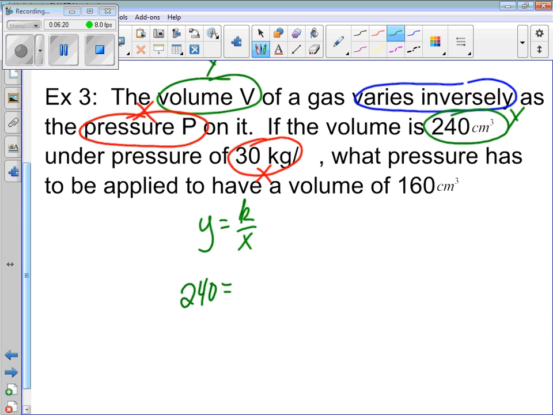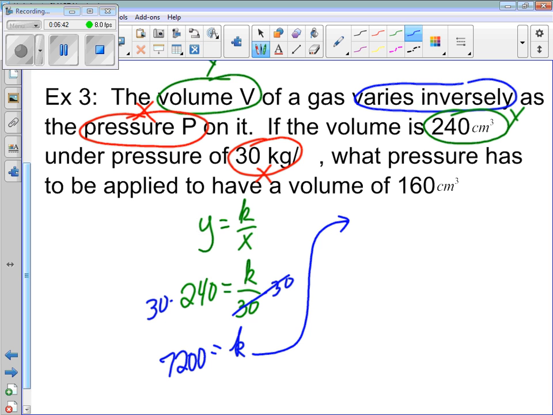You're going to substitute in 30 for X. Now you're going to solve for K. So this is divide by K, or divide by 30, so you multiply by 30 on both sides. And 30 times 240 is 7,200. And that's K. We're going to use that to find our second part of our problem, the actual question.